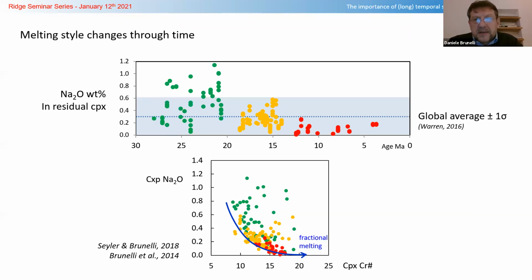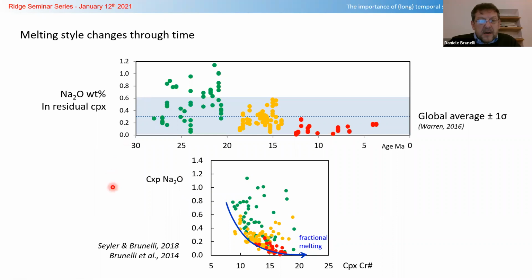Here I plot the sodium in the residual clinopyroxenes versus age, and we see that the sodium increases significantly back in time. In a first approximation, we can say, okay, we are decreasing the degree of melt that the mantle experienced during time. So we expect to have much sodium inside, which is an incompatible element. But the amount of sodium is way too high to be residual and cannot be modeled by a simple fractional melting.